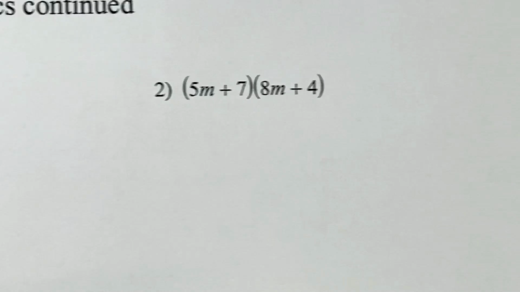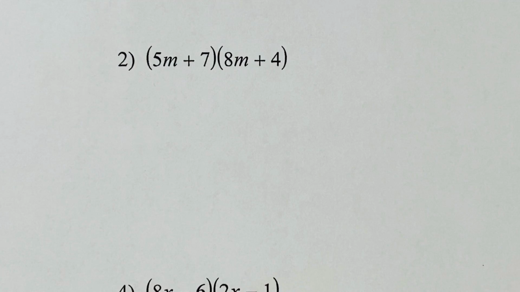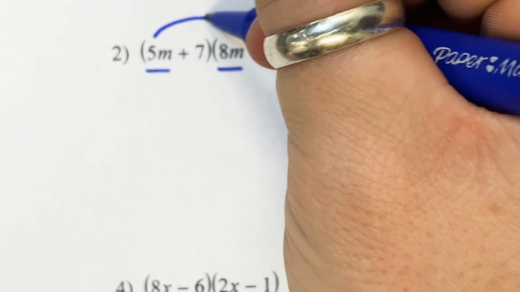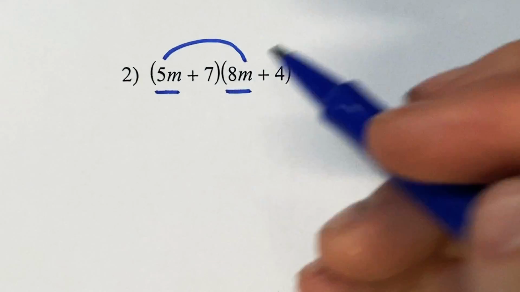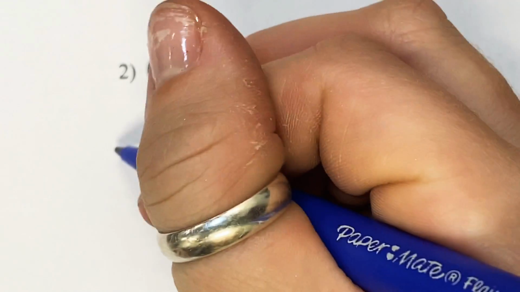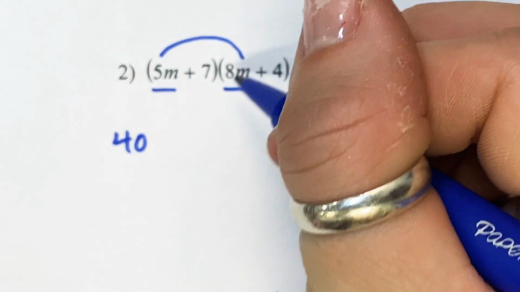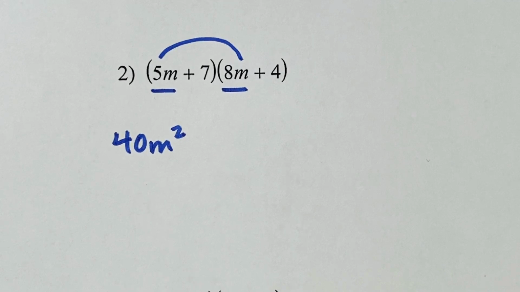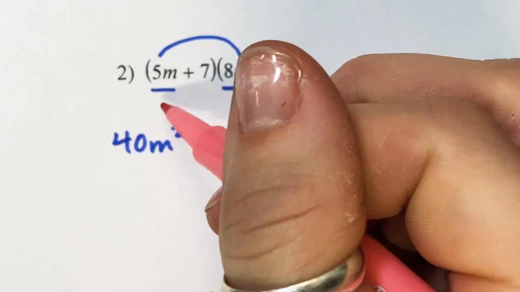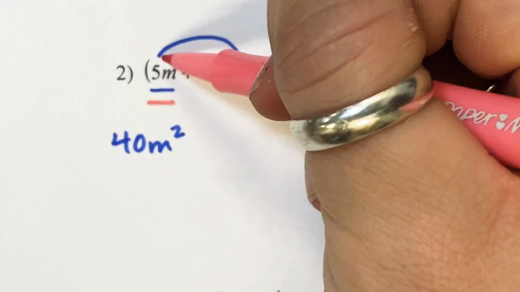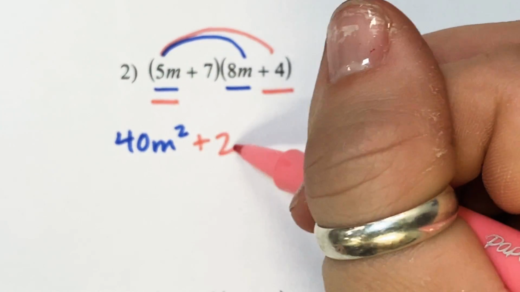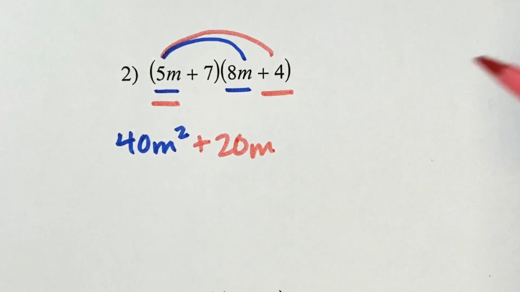So there's our answer for number 1. Okay, number 2, let's do FOIL again. The F in FOIL stands for first. My first terms are 5m and 8m. We're going to multiply them together. 5 times 8 is going to give me 40. 2 m's being multiplied here, so m squared. My O in FOIL stands for outside, so 5m and 4. 5 times 4 is going to give me 20 with 1m, so positive 20m.